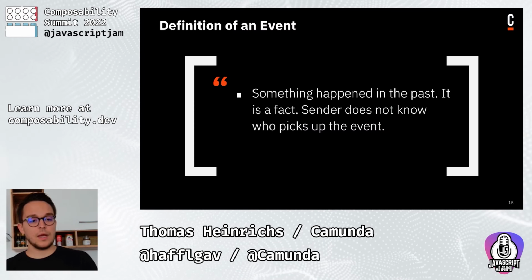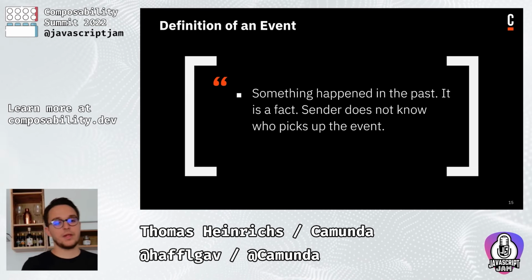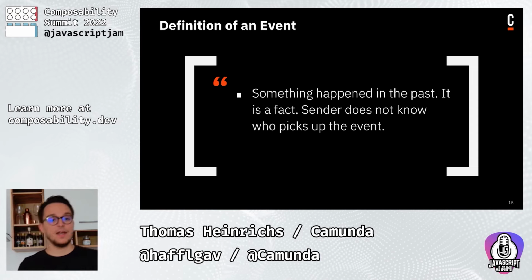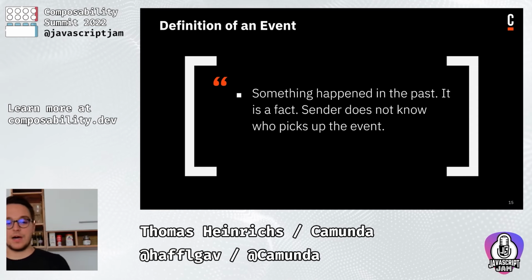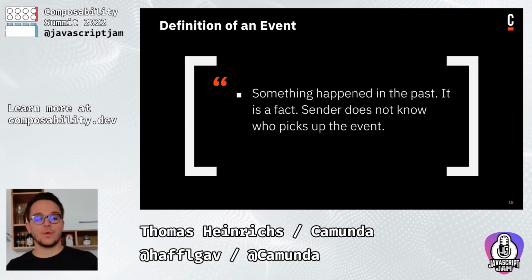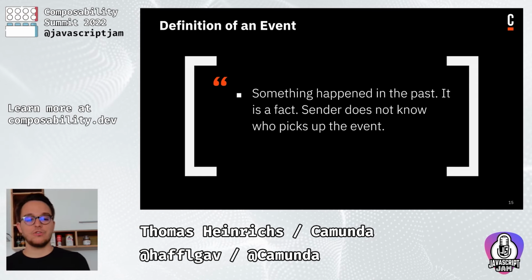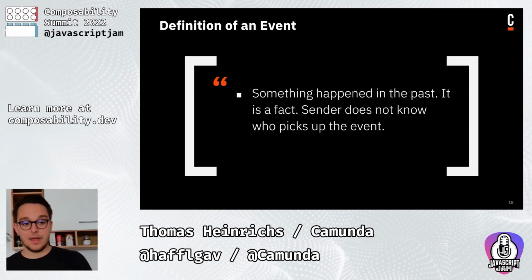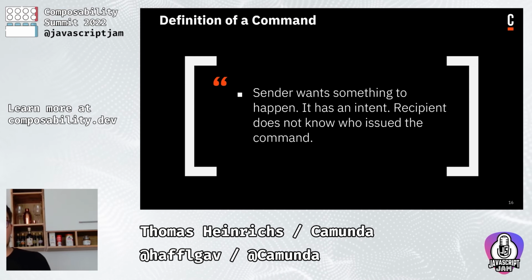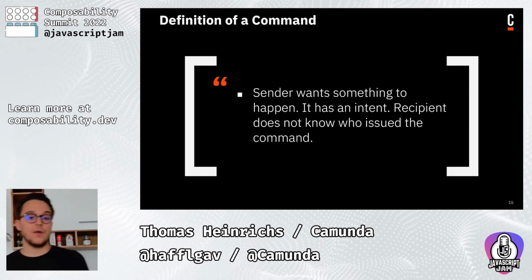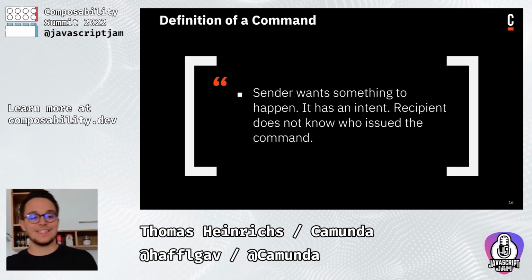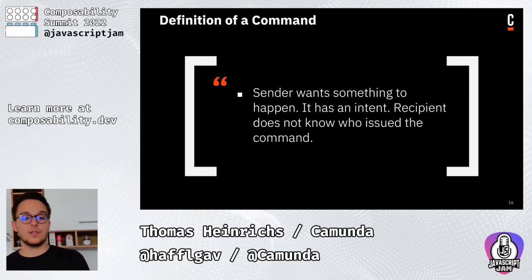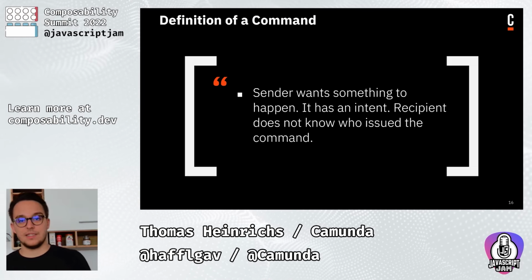Going over, let's simply settle on a definition. For an event, we can say that something has happened in the past and it is a fact, and the sender cannot control who picks up the event. Whereas when you talk about a command, we can always say that the sender wants something to happen. It has this intent we were talking about, and the recipient does not necessarily know who issued the command.